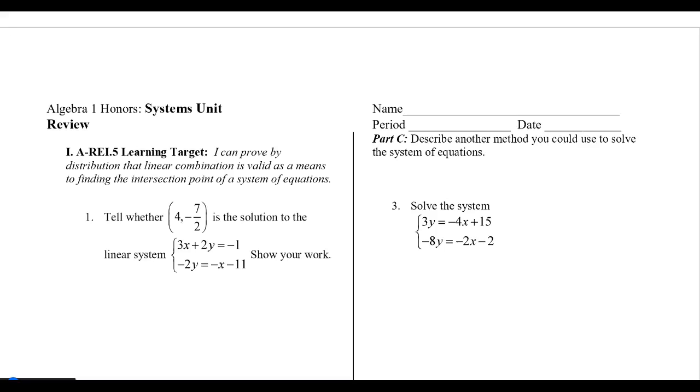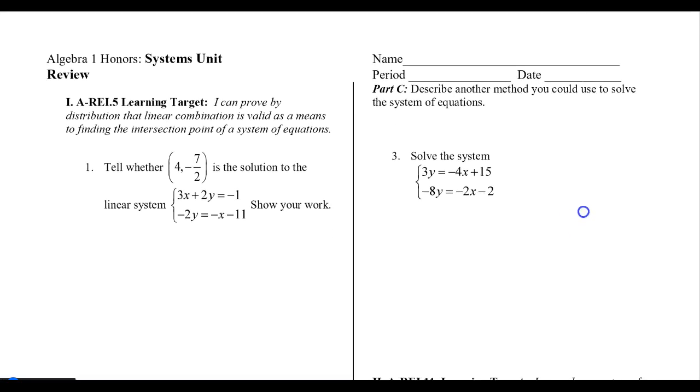All right, welcome back. This is the systems unit review for Algebra 1 Honors. So let's take a look at number 1. Tell whether the point (4, -7/2) is a solution to the linear system.